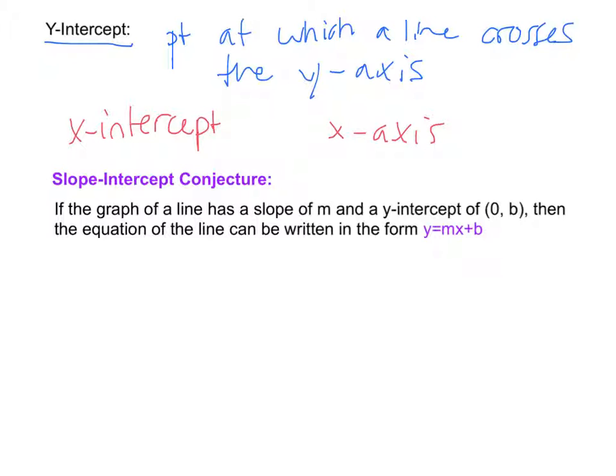So we have a conjecture, the slope-intercept conjecture, which we've kind of already covered. If the graph of a line has a slope of m and a y-intercept of (0, b), then the equation of the line can be written in the form y equals mx plus b. So it should give you some idea about how important this is, that it has its own conjecture.